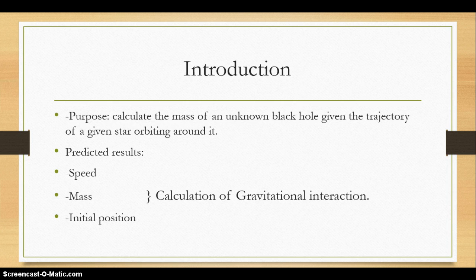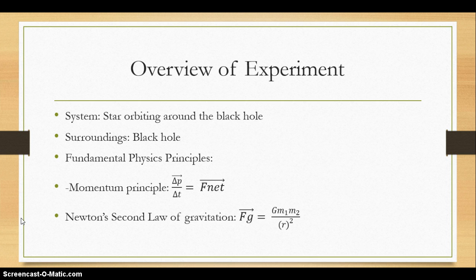These calculations are done by setting the initial conditions in VPython, and then by running the code, we see that we are doing the reverse process of the calculation of the predicted motion of a star around the black hole. The final printed result we will obtain is the mass of a black hole that affects the motion of a star. For an overview of the experiment, we know that the system is a star orbiting around the black hole.